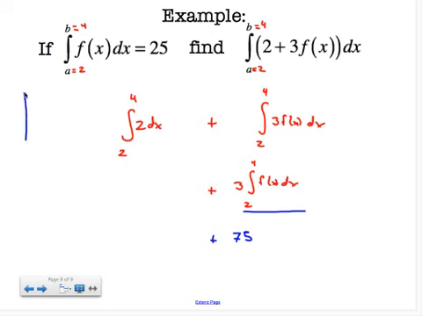Well, if I interpret that as an area, that's the area from 2 to 4 underneath the curve y equals 2, or f of x equals 2. And that region is a rectangle. And we can find the area of a rectangle very easily. We just do the base, which is 4 minus 2, times the height, which is 2, and so we get 4. So as an answer, we get 79.